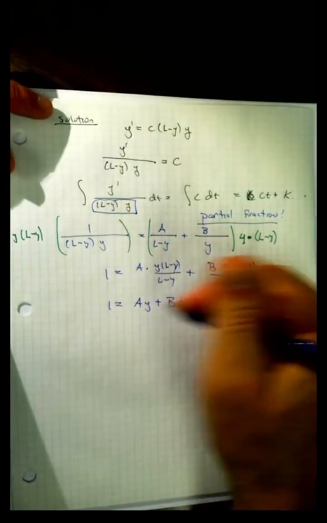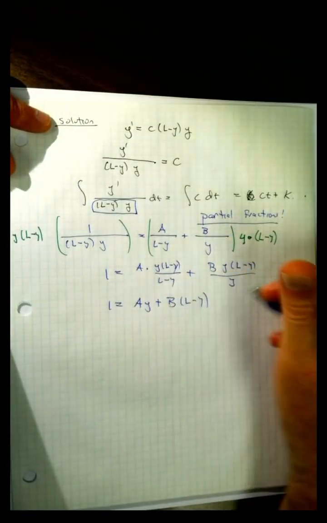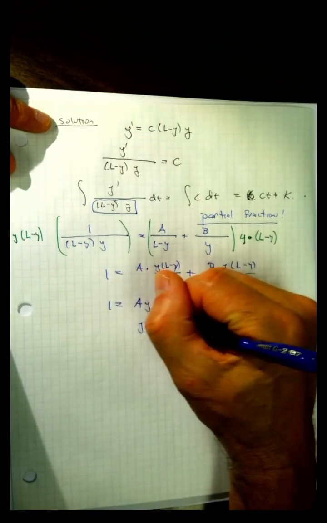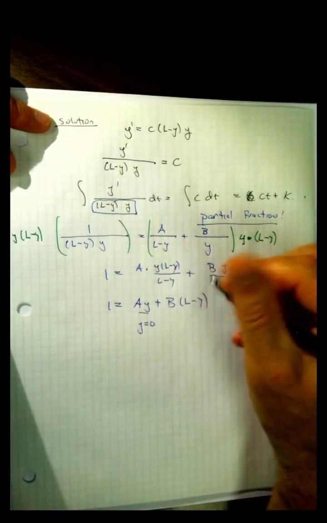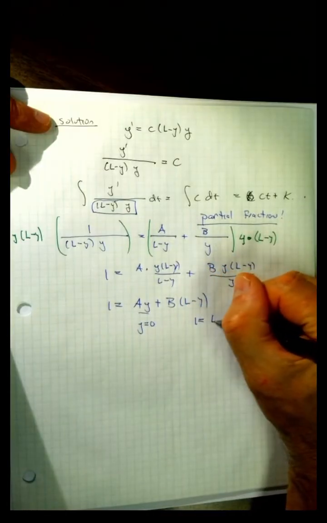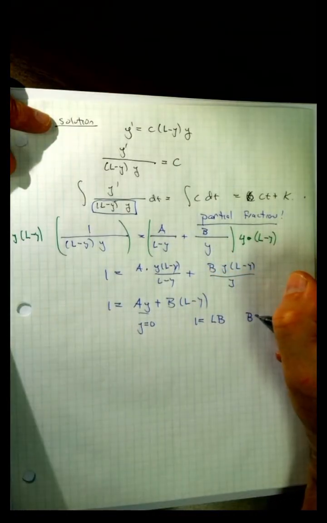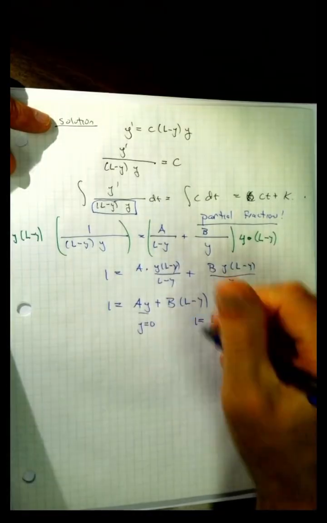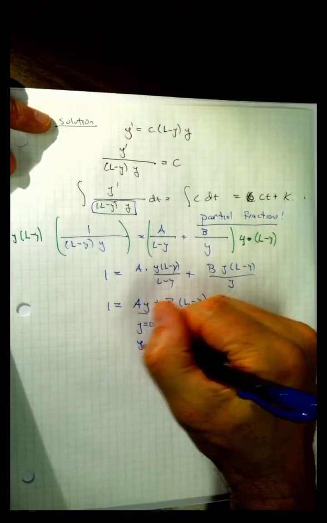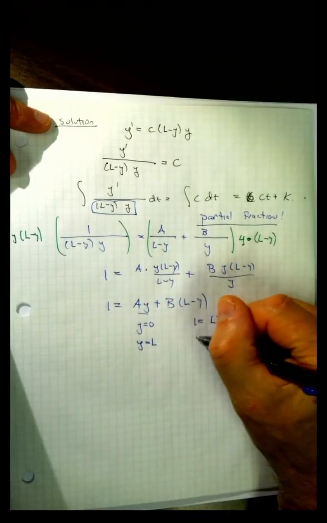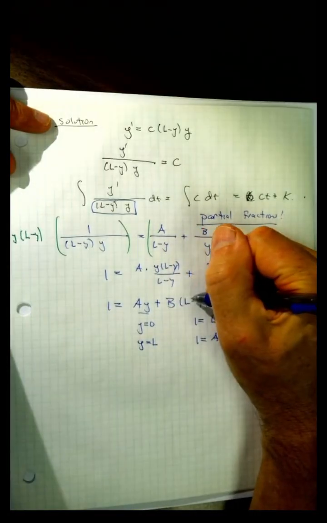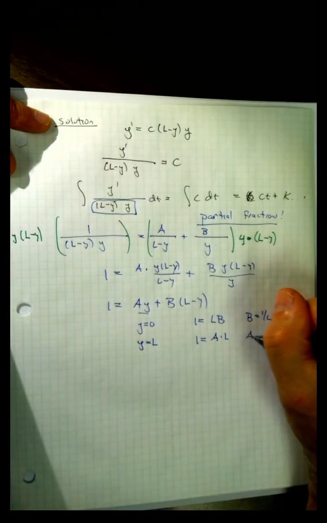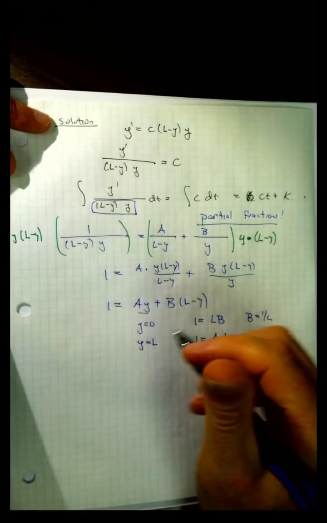Okay. So I immediately see that I can let y equal 0. If I do that, this will be 0, so I'm going to get 1 equals L times B. So B is 1 over L. And then to make this 0, I can let y equal L. So I'm going to get A times L, and then B times 0. So A is 1 over L.